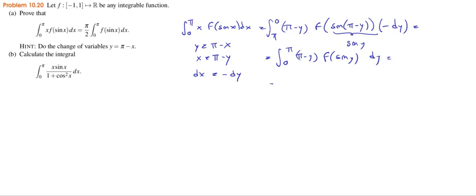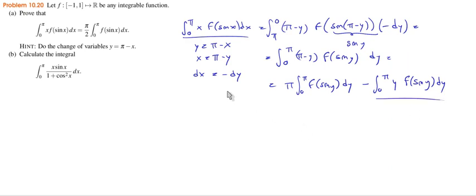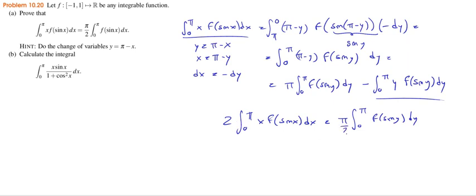And now we have pi times the integral between 0 to pi of f composed with the sine dy, minus the integral between 0 to pi of y times f composed with the sine dy. Okay, now this integral and this integral are the same, so we can move this to the other side, so we have 2 times the integral between 0 to pi of x times f composed with the sine dx equals pi times the integral between 0 to pi of f of the sine dy. Now we divide everything by 2 and we get the desired equality.